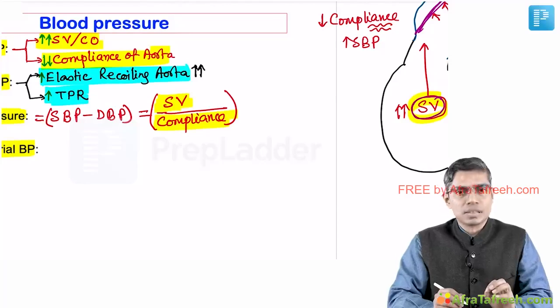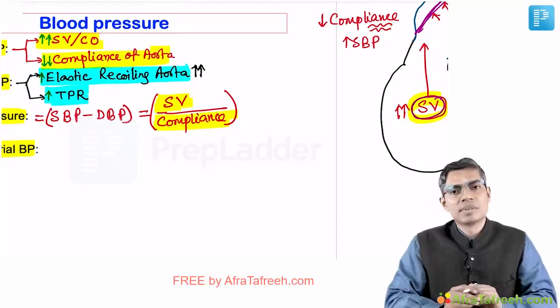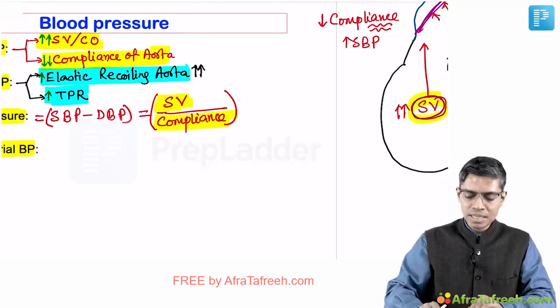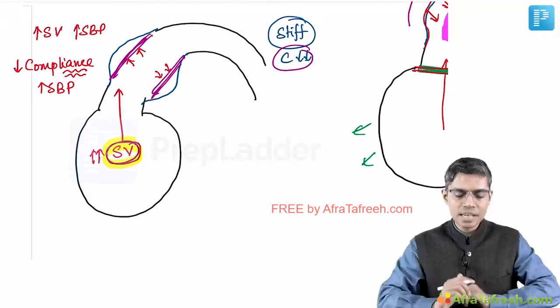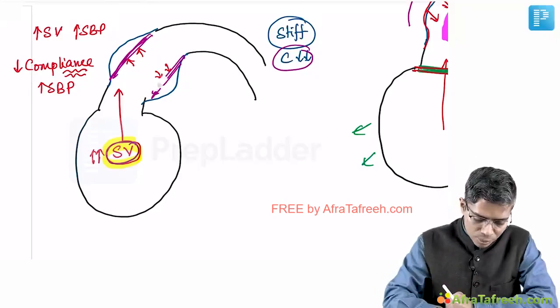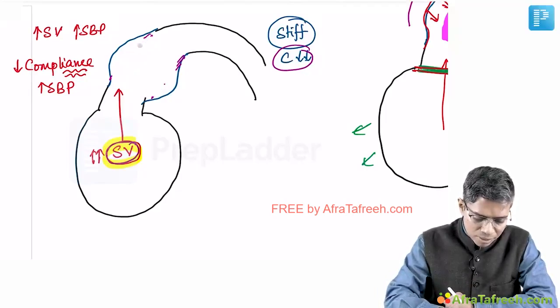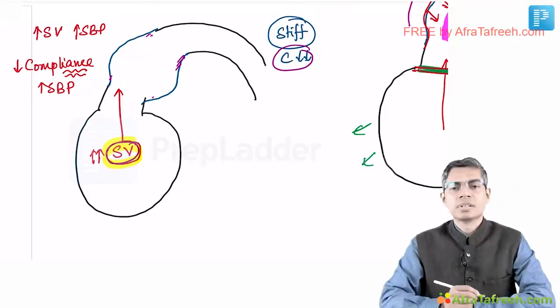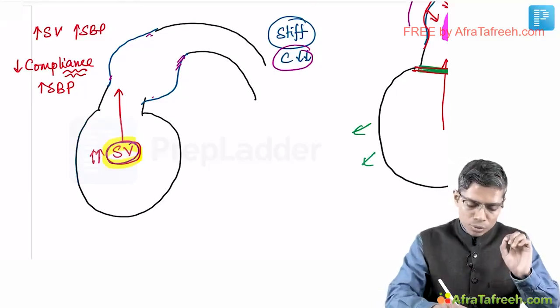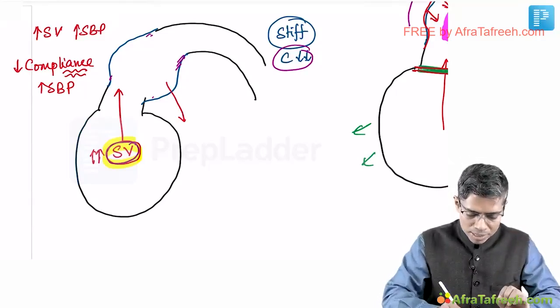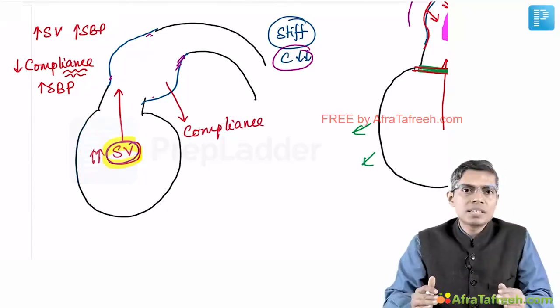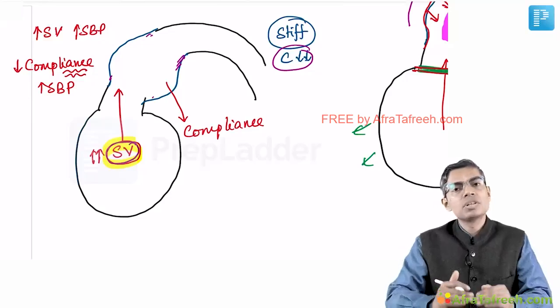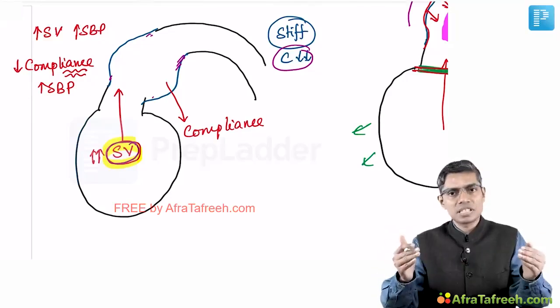So we have to understand why the ratio between stroke volume and compliance is equal to pulse pressure, right? So again the same diagram I am discussing here. This diagram we have already discussed that whenever the stroke volume is ejected, the arch of aorta will expand, and then there will be recoiling during diastole. Now my question is, I want to measure what is the compliance of this aorta. I told you compliance is inverse of elasticity. Compliance is equal to stretchability, right?